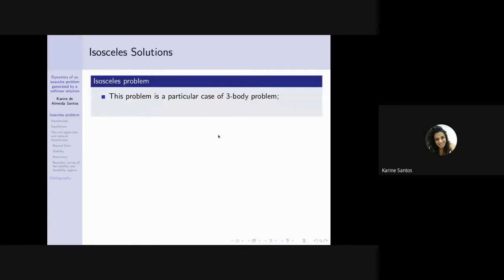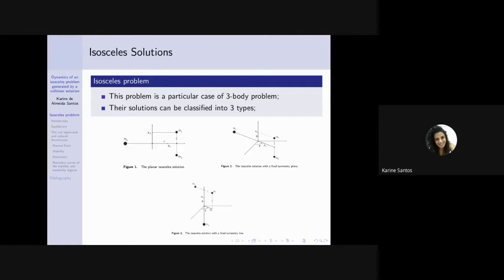So the isosceles problem is a particular case of the three-body problem, and its solutions can be classified into three types. In the first type, we have all the masses in the same plane, and two masses are symmetrical in relation to this axis. In the second type, the masses are symmetrical in relation to this plane. In both cases, we have collisions here, so the angular momentum is null, it's zero.